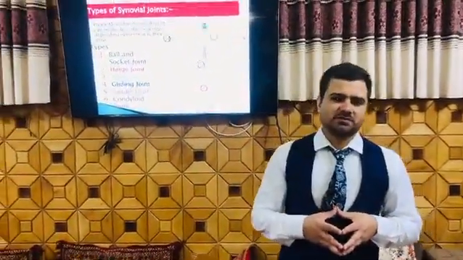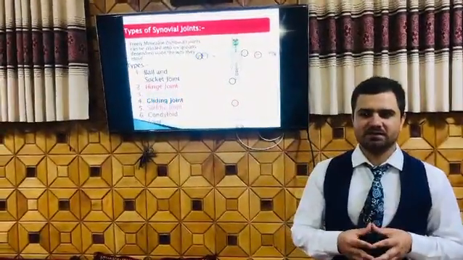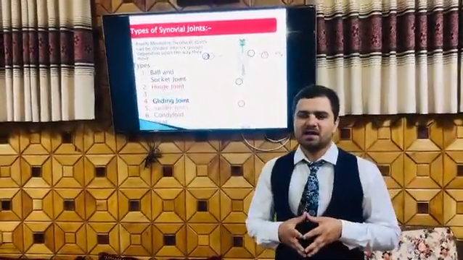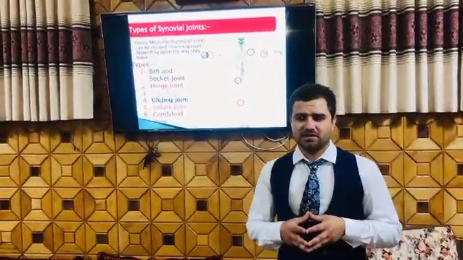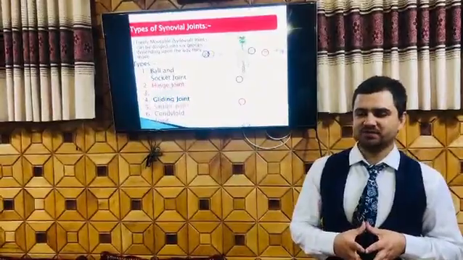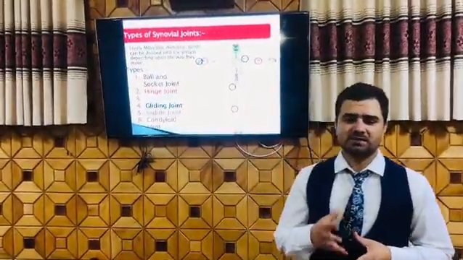Now we are going to explain the most movable joint of our body, which is the ball and socket joint. A ball and socket joint is also known as a spheroidal joint, and it is a multi-axial joint. Why do we call it a multi-axial joint? Because it moves in many directions.